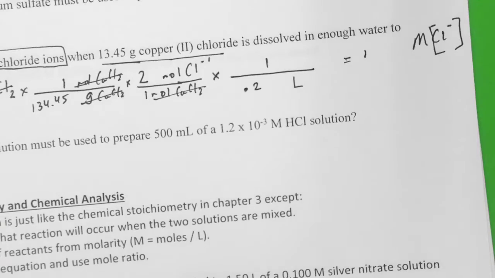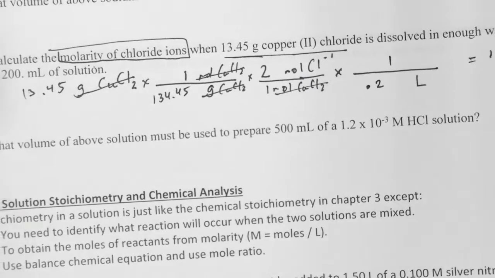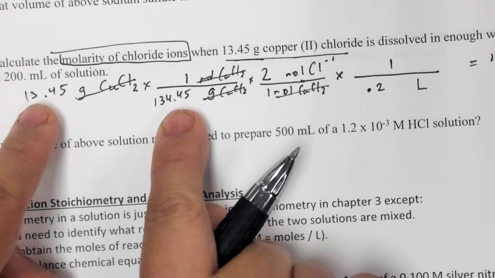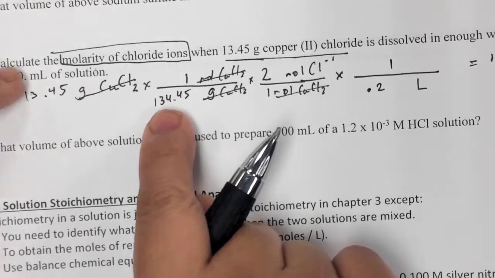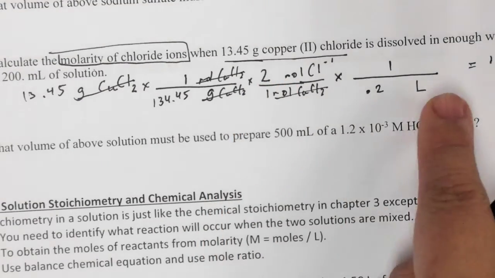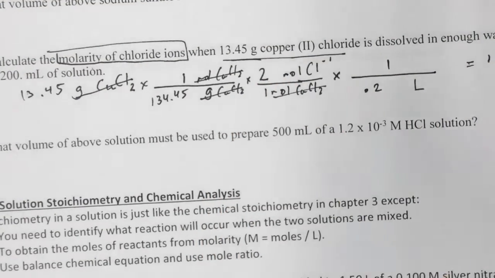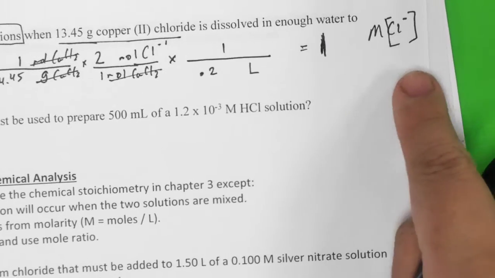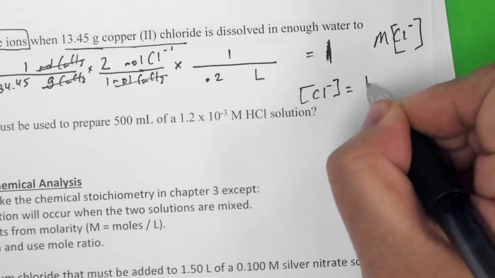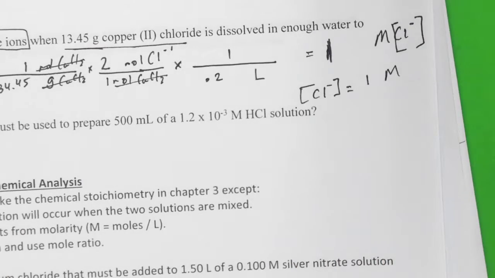Okay, so when I solve, hopefully you can do this without calculator. Take a look. What's that gonna give us? 0.1, because the bottom is bigger. Because it's 110, so 0.1, right? 0.1 times 2 is 0.2. 0.2 divided by 0.2. 1. We're back to 1. 1 molarity of the Cl minus. Or you can write Cl minus concentration is equal to 1 molarity. Okay, either way.